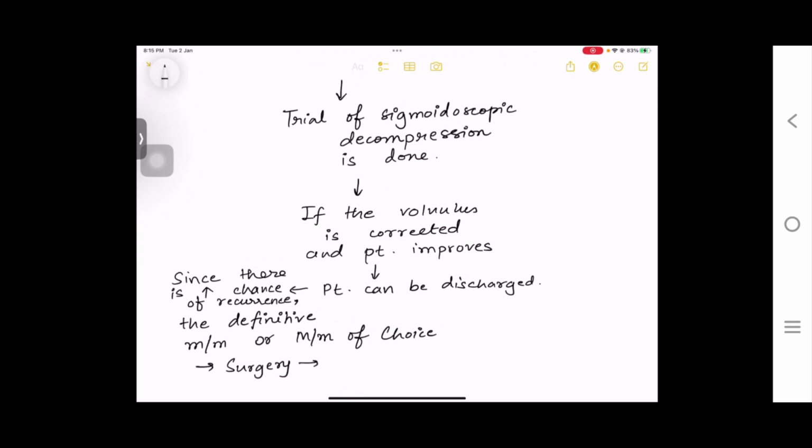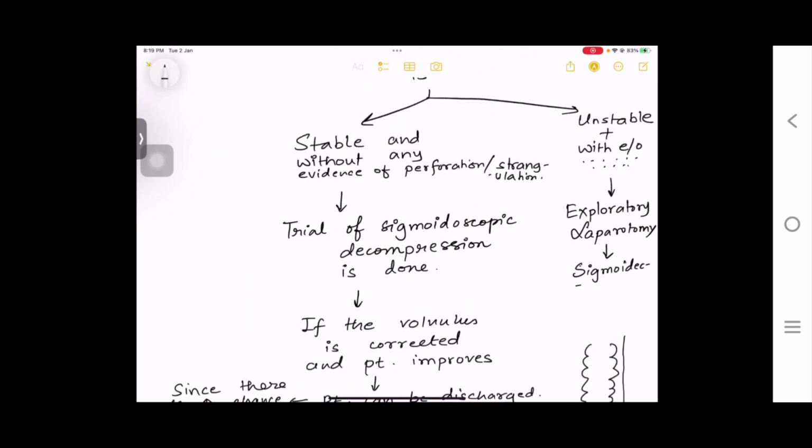Now, let's consider a different case, that if the patient is unstable, that means he has the features of strangulation and perforation, then you just open up the abdomen by exploratory laparotomy. You have to do sigmoidectomy, and that is followed by Hartmann's procedure. This is how you manage a case of volvulus.